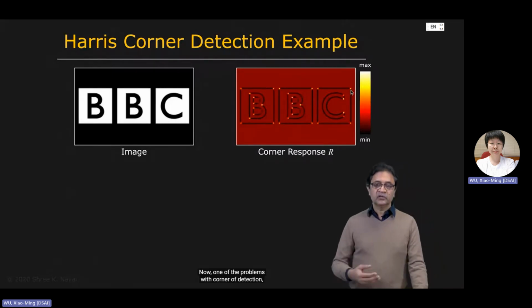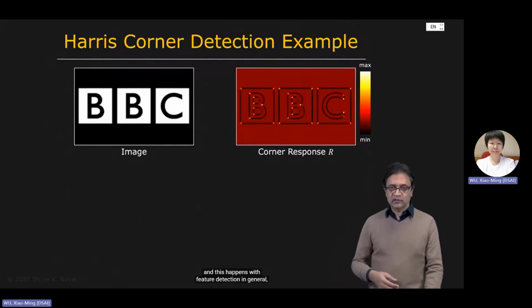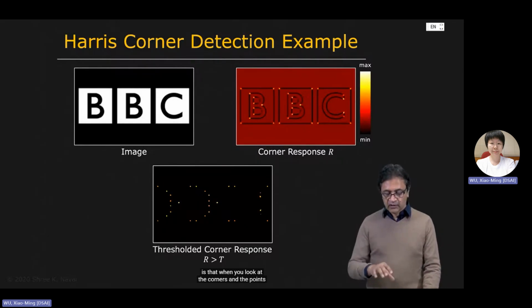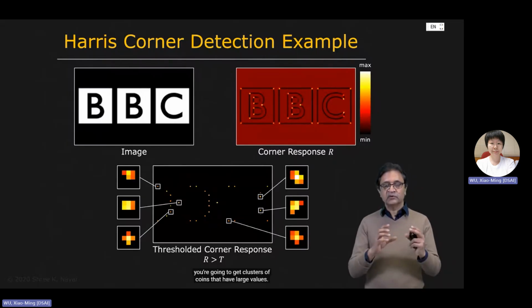Now, one of the problems with corner detection, and this happens with feature detection in general, is that when you look at the corners, at the points where you have these strong responses, you're going to get clusters of points.